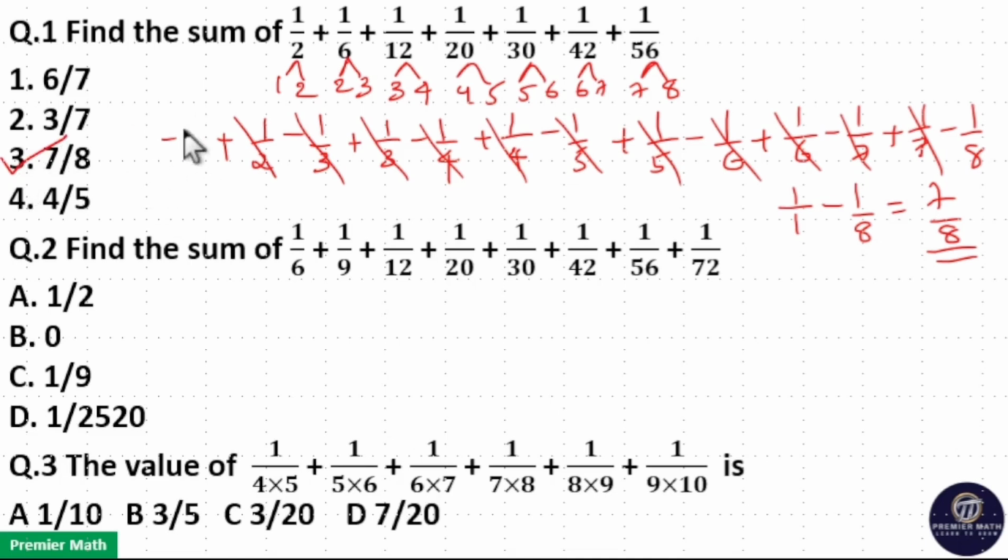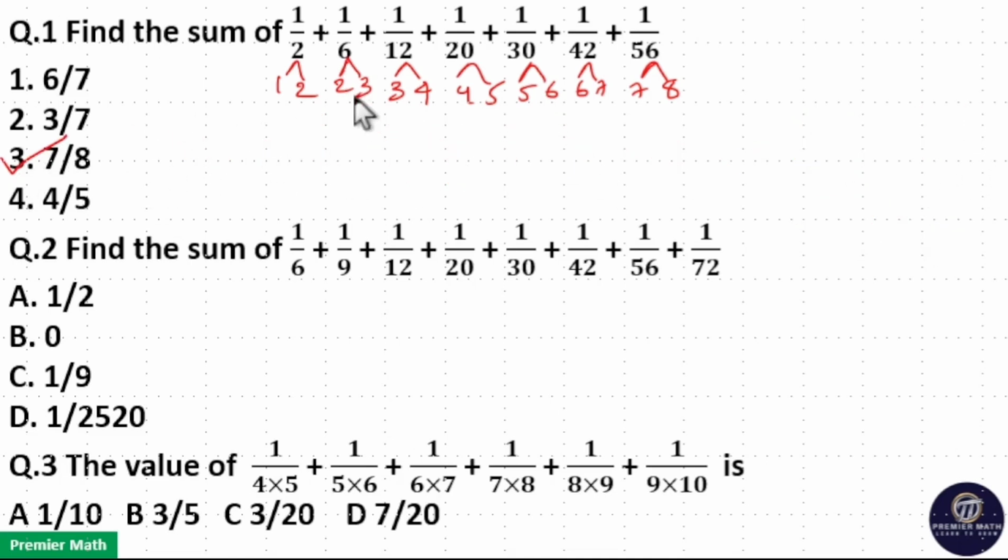Actually, you don't have to do these things. Just understand the concept. Just check the denominators. Here the difference between 1 and 2 is 1, and that 1 is in the numerator. Here the difference between 2 and 3 is 1 and 1 is in the numerator. And if you check all the denominators, this is continuous. That is 1, 2, 2, 3, 3, 4, 4, 5.